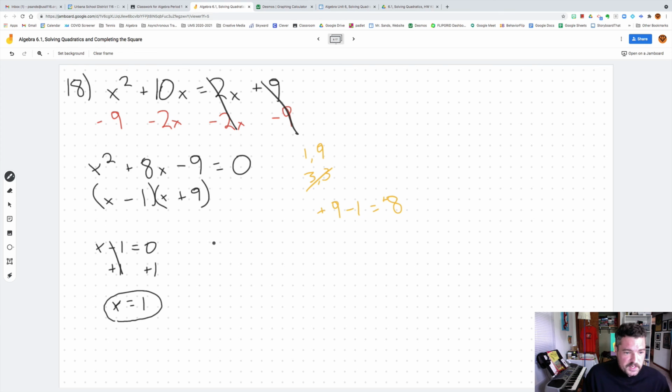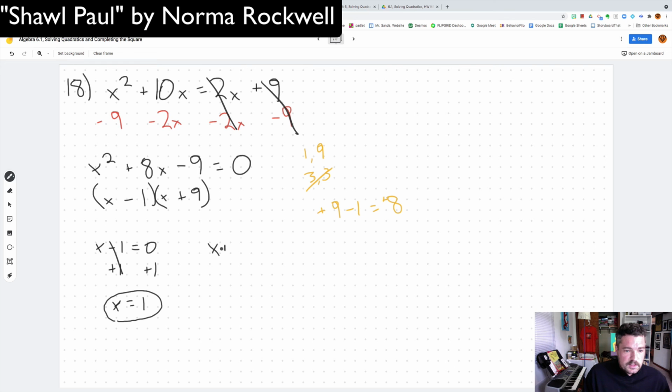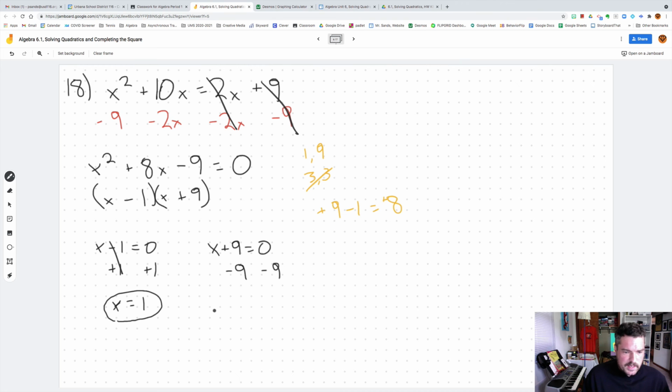I also have this mini equation now. x plus 9 equals 0. Minus 9, minus 9. These will cross out, so x equals negative 9. That is my other 0.